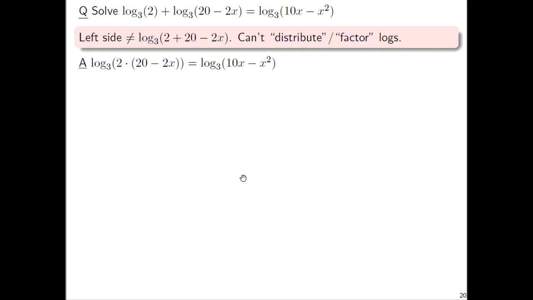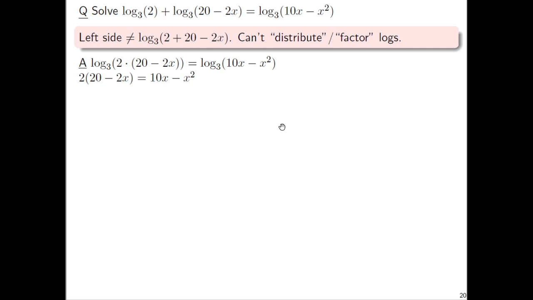Instead, apply the law of logarithms that we looked at. The right side stays the same, but the left side is converted using the first law of logarithms into log base 3 of 2 times 20 minus 2x. Now that we have a single log on each side, earlier we had two logs on the left side, a log base 3 plus a log base 3. But now we have a log base 3 on the left side and a log base 3 on the right side and nothing else, we can set the inputs to the logs equal.